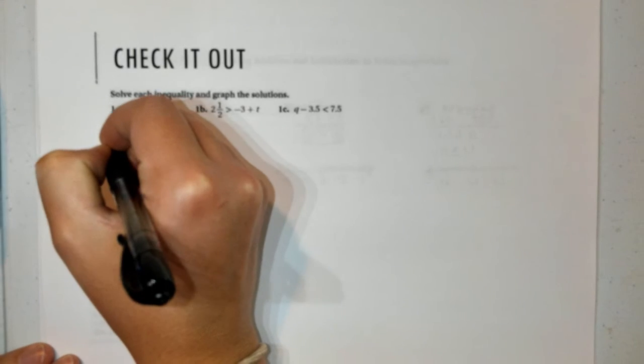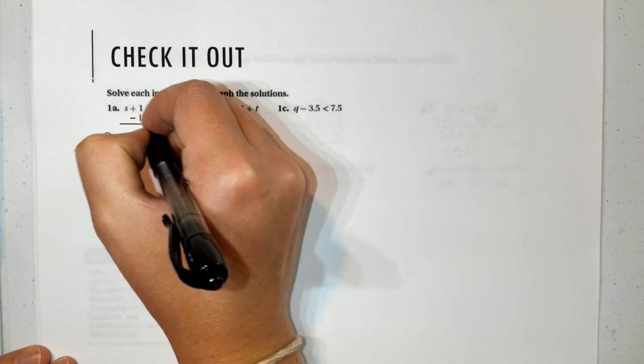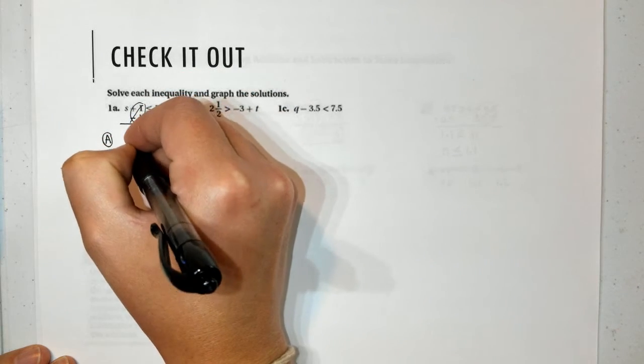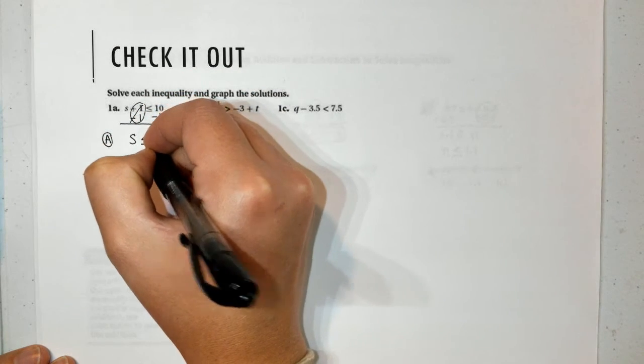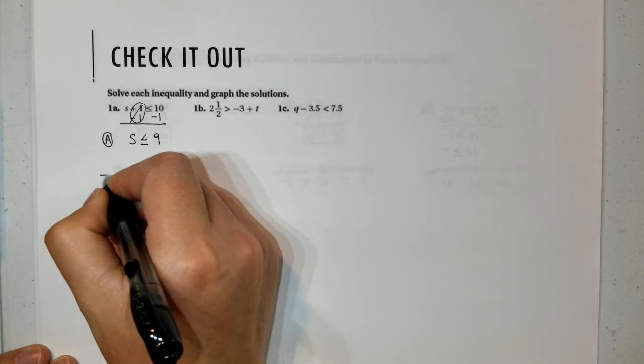For A, I'm going to subtract 1 from both sides. Plus 1 minus 1 gives me 0, so I'm left with s. And then I have less than or equal to, 10 minus 1 is 9. Now I'm going to go ahead and graph it.